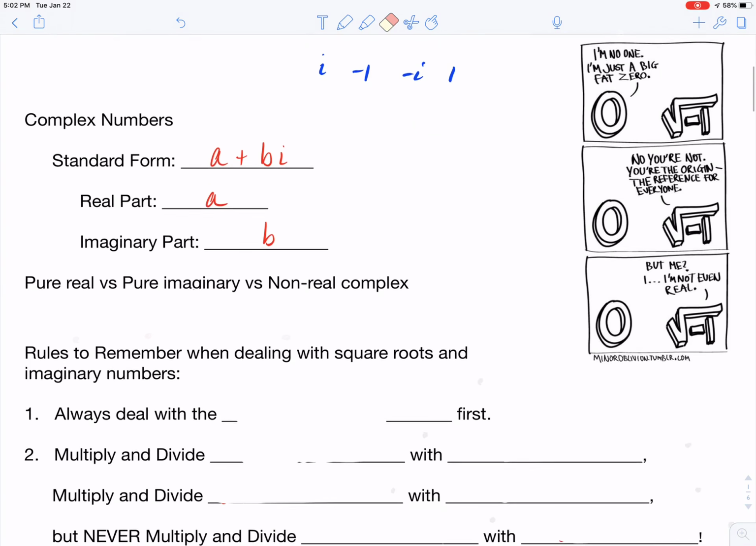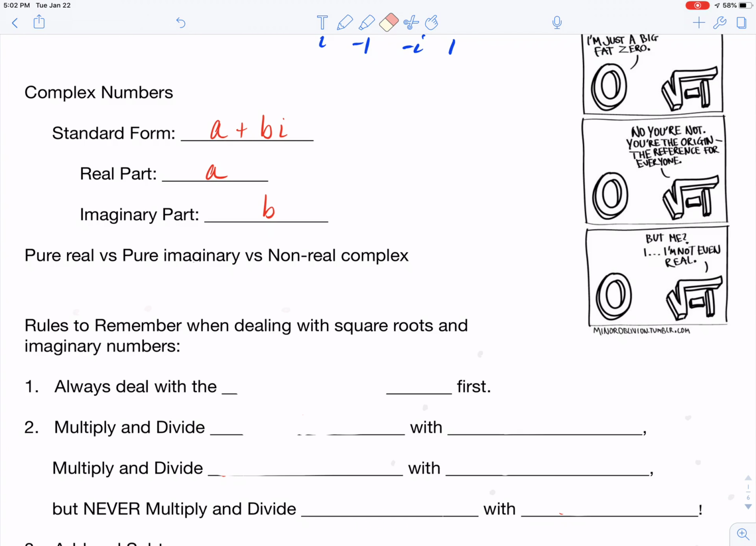Now, in your assignment, you're going to run into something where they ask you to define whether it's a pure real, a pure imaginary, or a non-real complex. So I want to talk about that for just a moment. Pure real, an example of this would be just 4 + 0i, where I really only have a real part and nothing else. Pure imaginary is where I only have an imaginary part, so something like 0 + 4i would be considered pure imaginary.